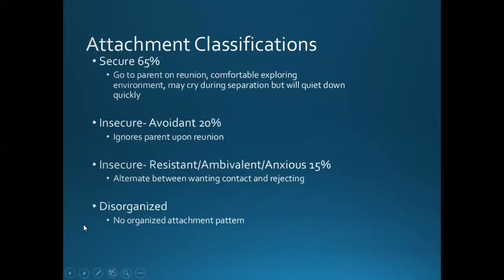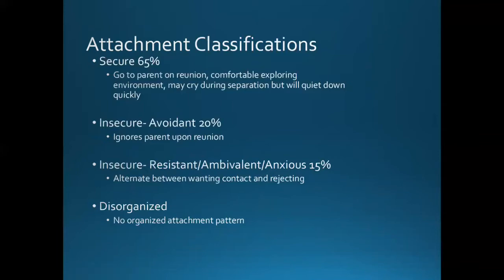There's a secure attachment. This is just that children feel comfortable exploring around their parent, but when they are separated, they are going to cry. When their parent comes back, they're likely going to be easily comforted. People that have an avoidant attachment will typically ignore their parent when they're in distress. Anxious, ambivalent, these are babies that want to be comforted by a parent, but also reject that comfort. And then disorganized, these are people that just aren't attached at all to their parent.